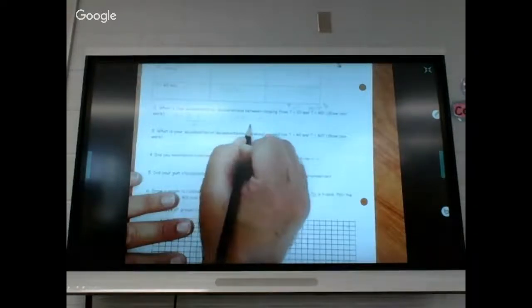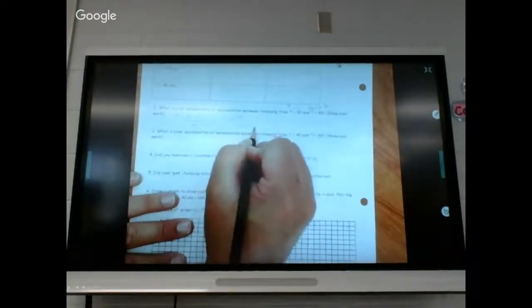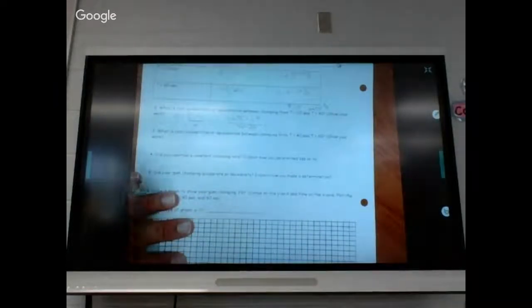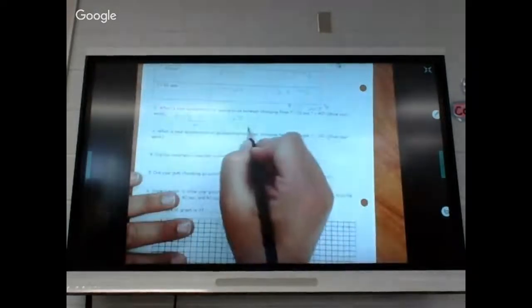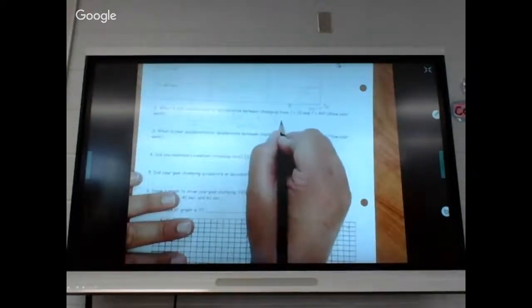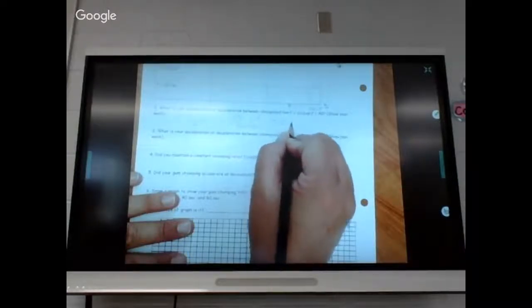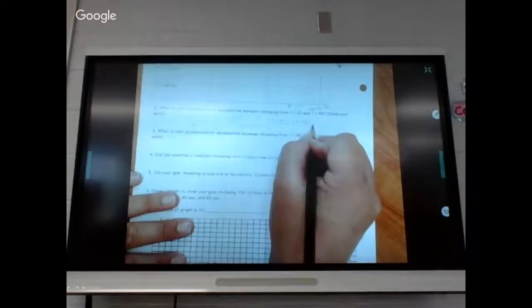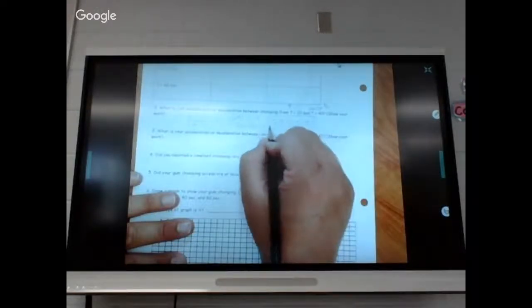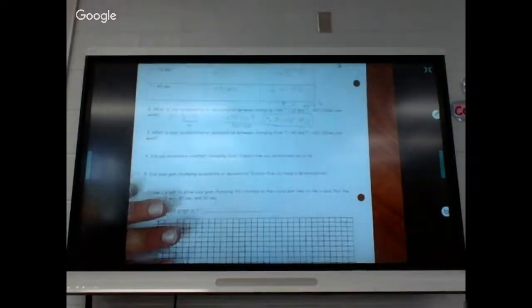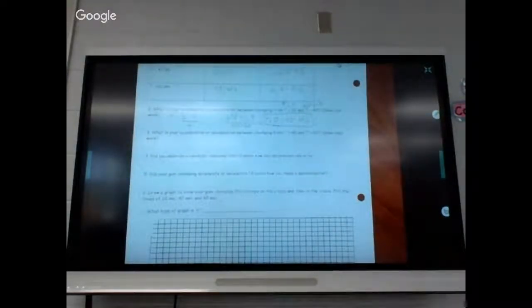I got negative 1.6. The time's going to be 40 minus 20. So you just pick up your speed. All right, so what can you tell me about my chomping speed? What can you tell me about the number I boxed in? It's negative. So what happened to my speed? It went down. I slowed down when I was chewing. I decelerated my chomping speed.